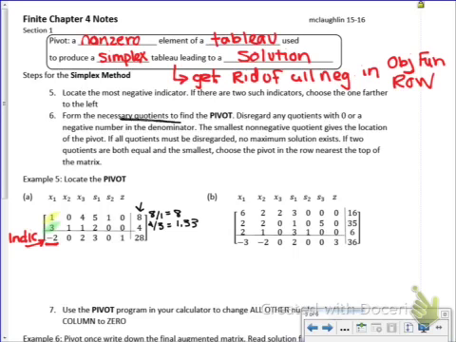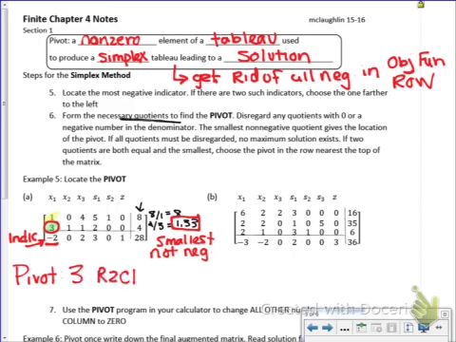Now it says disregard anything with a 0 or negative. So we have no zeros, no negatives, so we're fine. We're going to take the smallest non-negative quotient. So the smallest not negative is this 1.33. So smallest and not negative. And that's going to give us the location of the pivot. So that means that this 3 is our pivot, and it's located in row 2, column 1, and that's all we had to do here.